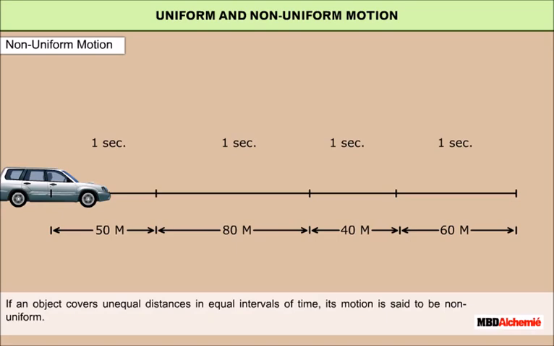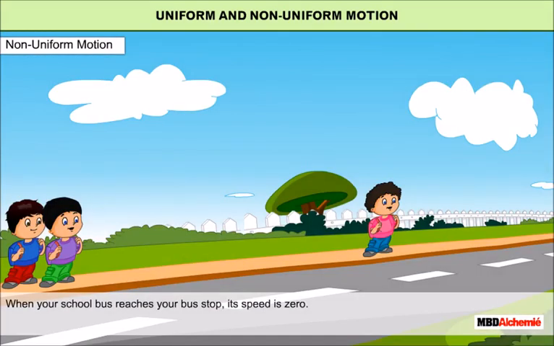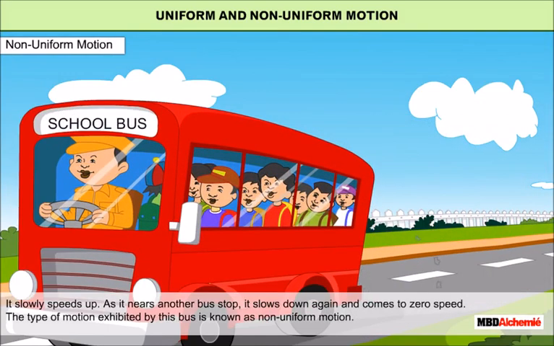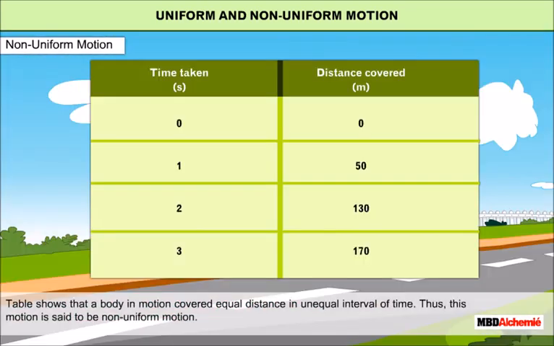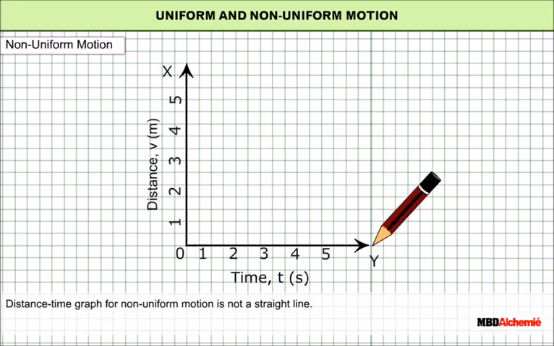Non-uniform motion. If an object covers unequal distances in equal intervals of time, its motion is said to be non-uniform. When your school bus reaches your bus stop, its speed is 0. It slowly speeds up. As it nears another bus stop, it slows down again and comes to 0 speed. The type of motion exhibited by this bus is known as non-uniform motion. Table shows that a body in motion covered equal distance in unequal interval of time. Thus, this motion is said to be non-uniform motion. Distance-time graph for non-uniform motion is not a straight line.